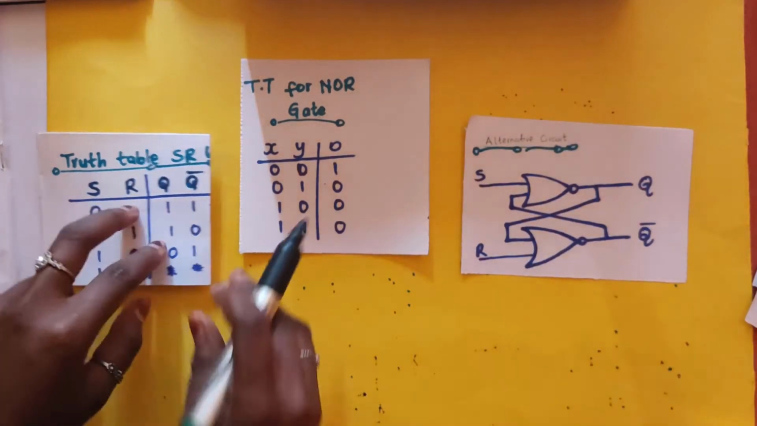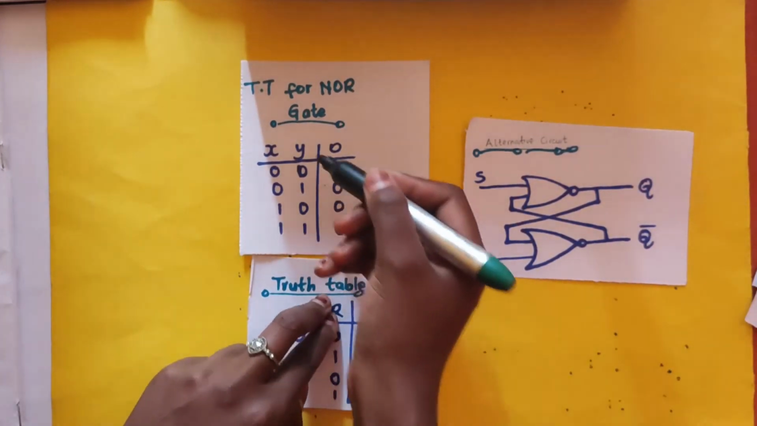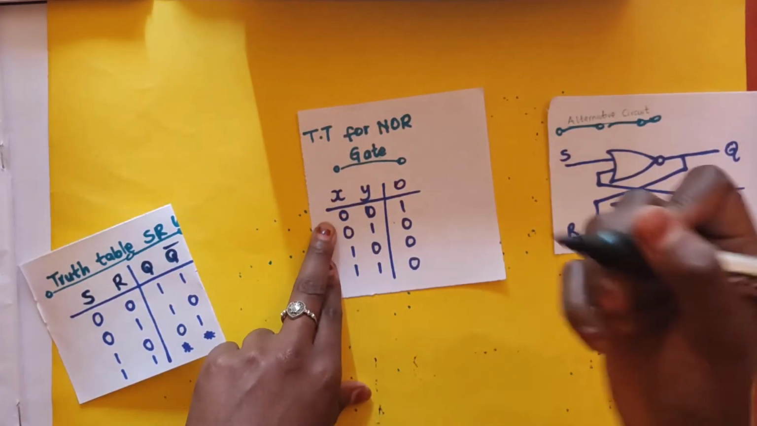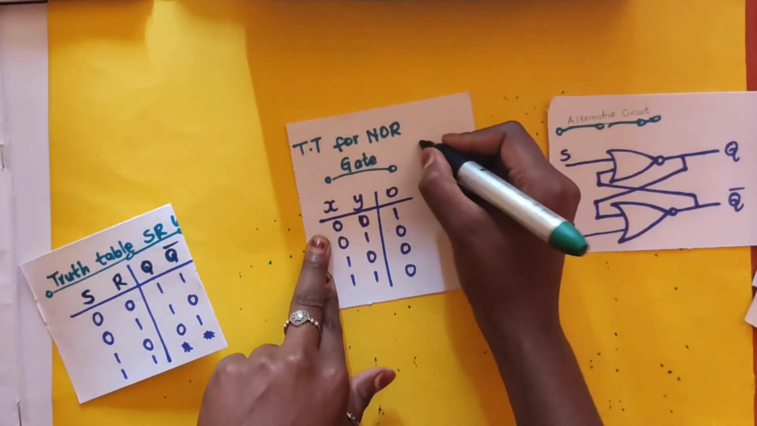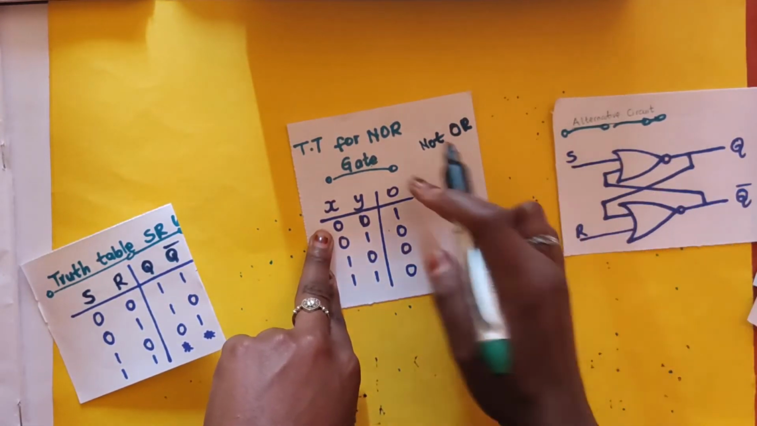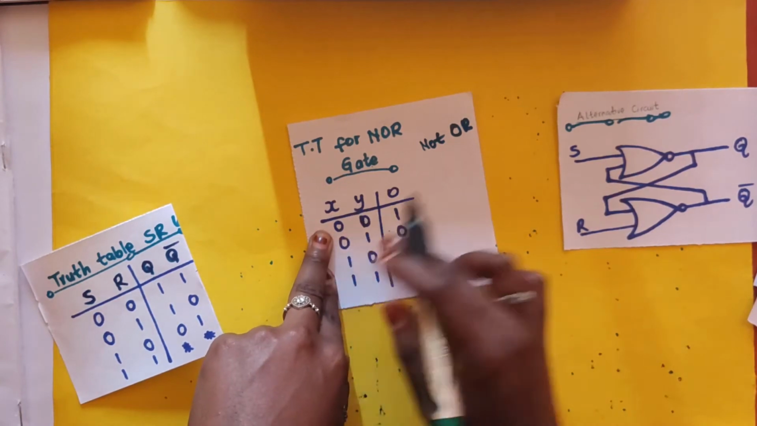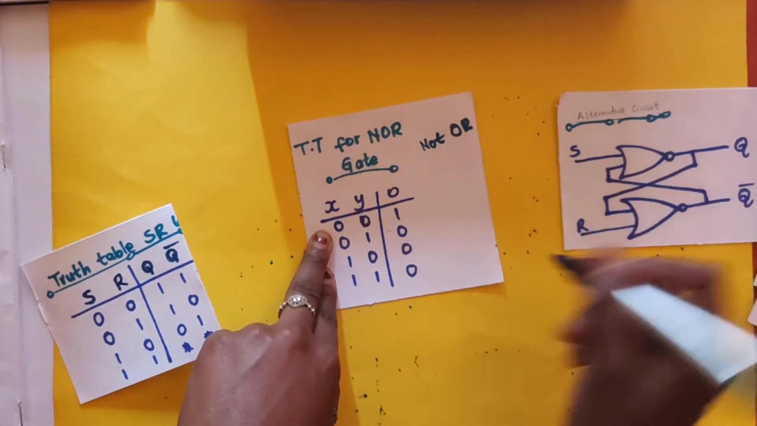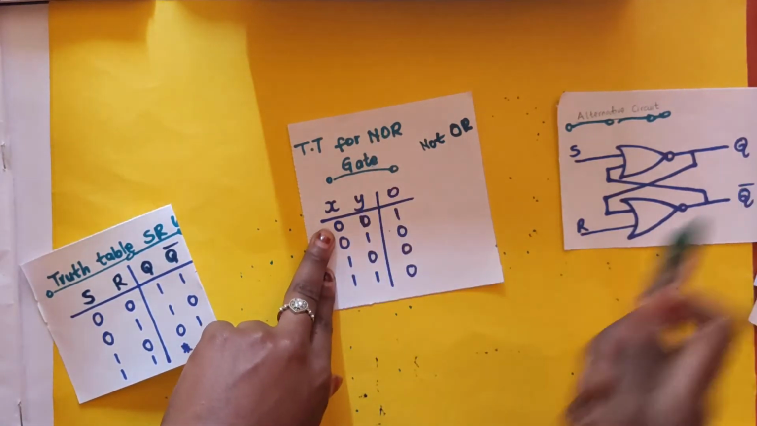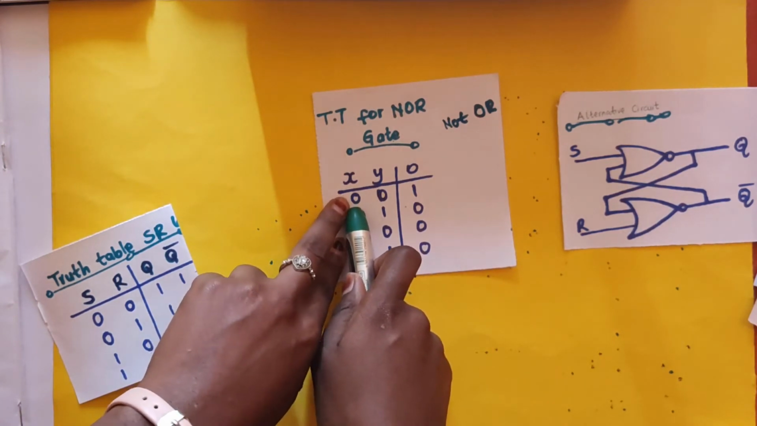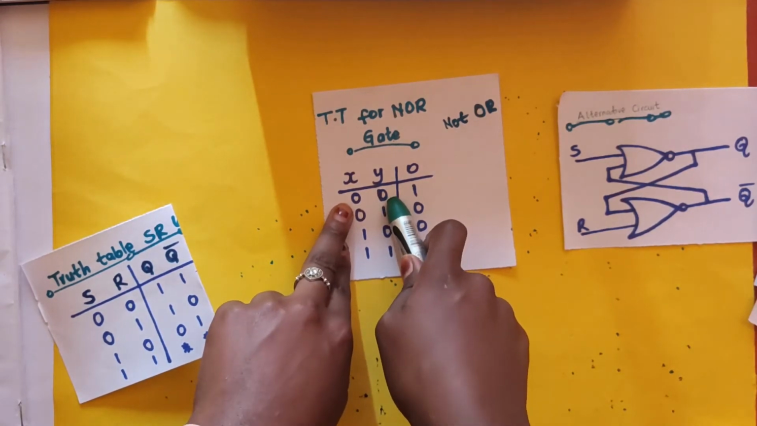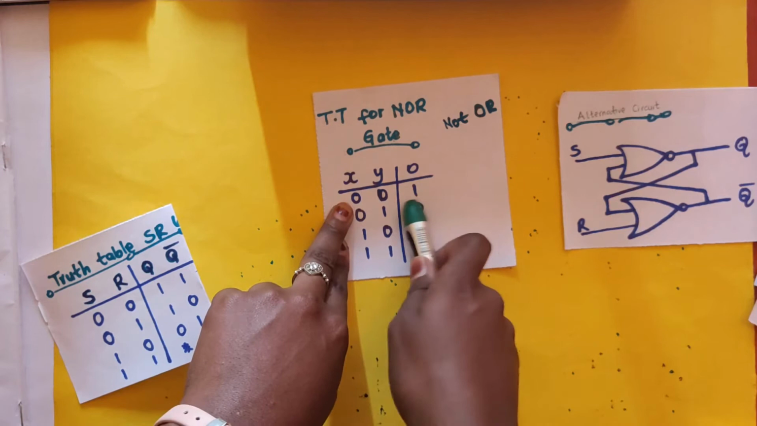Let me first start by explaining how this is possible. The NOR gate works such that it's not OR. And OR means as long as one input is 1, the output is 1. Now, in this case, it's 0, 0, so there is no 1. The output of an OR would be 0, and because this is NOR, we negate, we do the inverse. So it will be a 1.